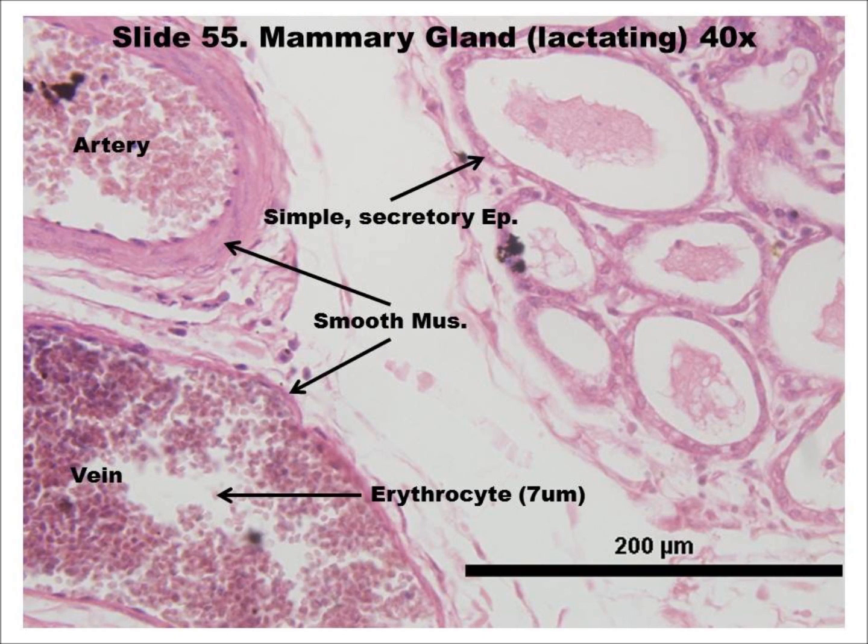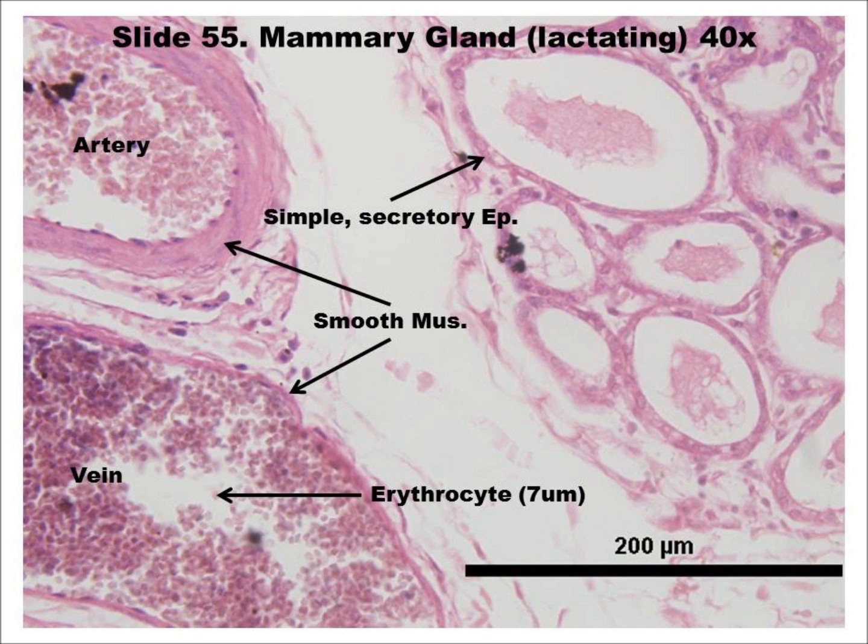Under the 40x objective lens, observe that the epithelium lining the glands are simple, that is, one layer of cells thick. In the blood vessels, you will observe the individual erythrocytes, and remember that they are approximately 7 microns in diameter. The arteries and the veins often occur in pairs as shown here.